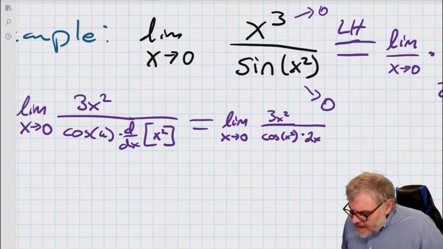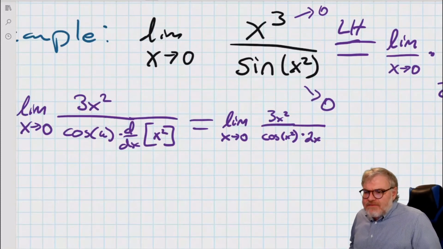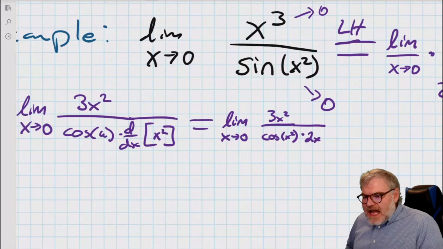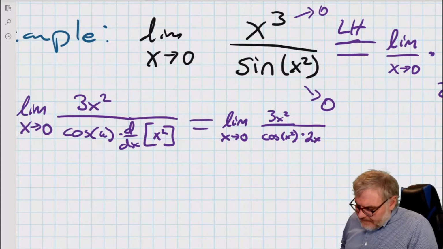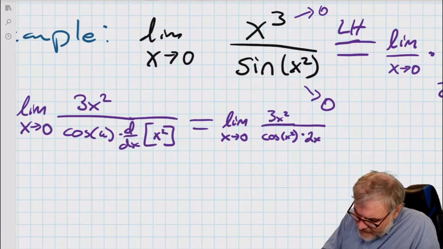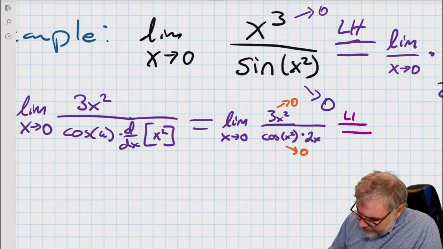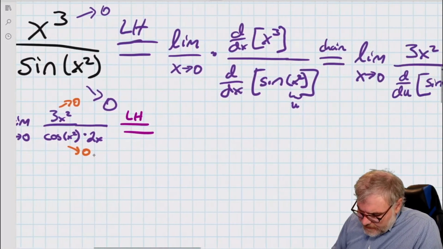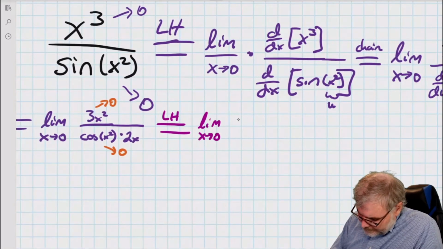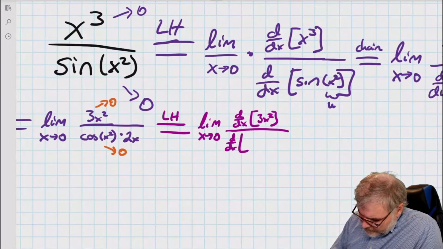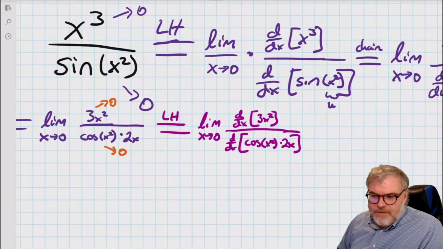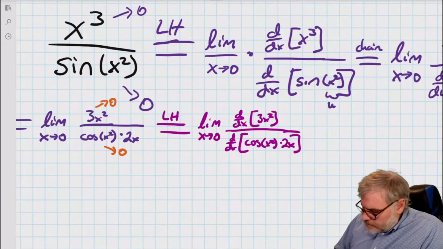Okay, now when I sub in 0, again, I still have 0 over 0. And that's not good. I can't do anything with that. I can apply L'Hopital's rule again. So I've got 0 over 0, so let's go again. Ugh, I'm going to have a product rule on the bottom now.